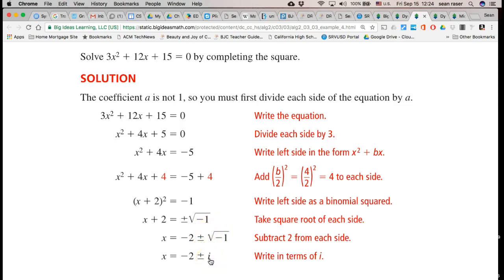And this is fine too. You're going to have answers that have imaginary numbers in them, so complex answers. That's completely fine too. Don't get stumped. You didn't do anything wrong. That's a perfectly acceptable answer.